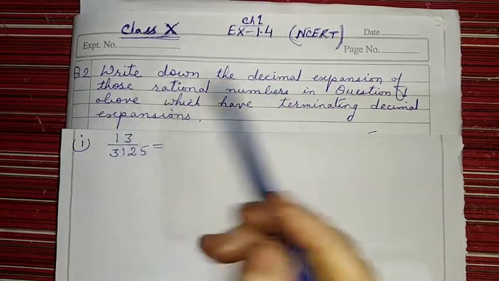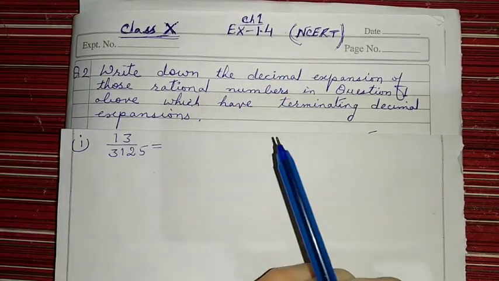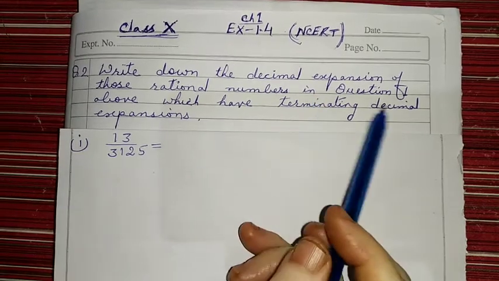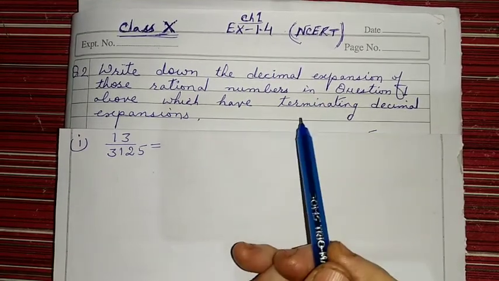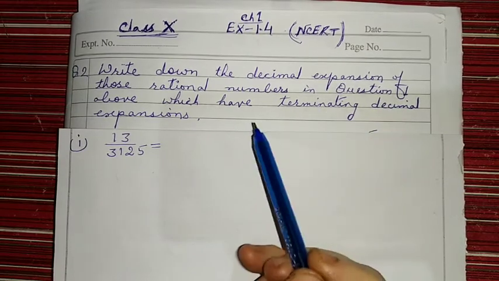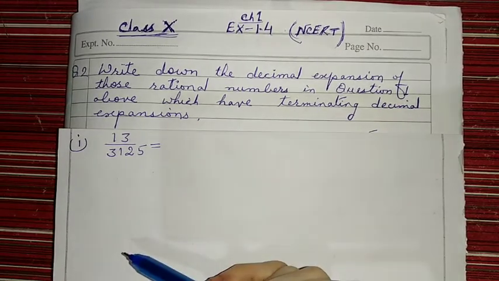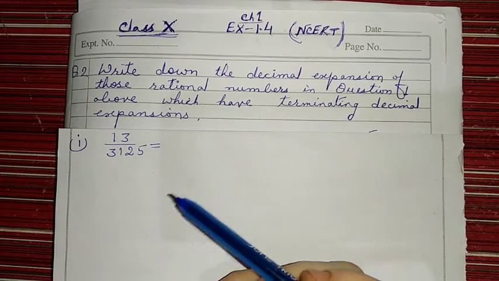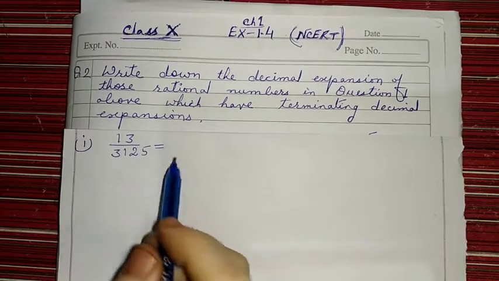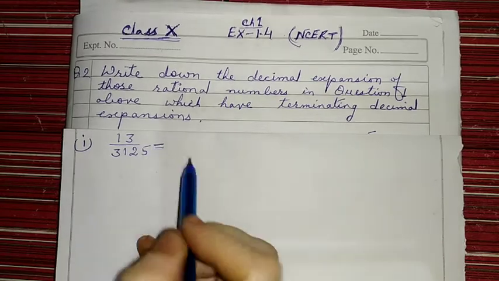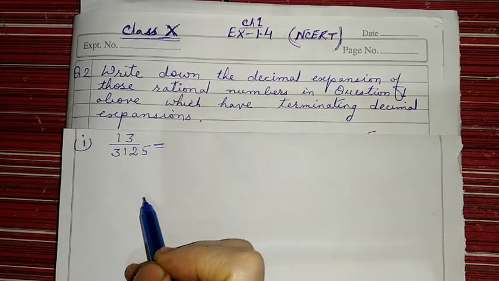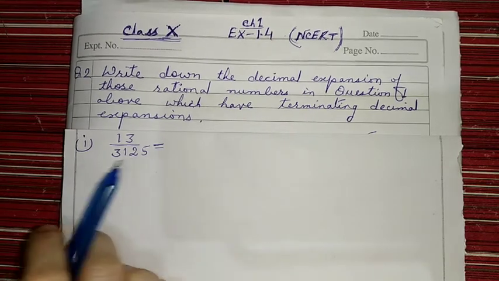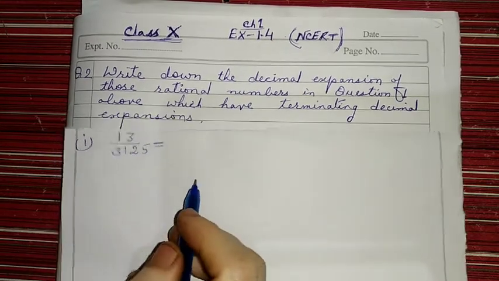Now we solve question number 2 of exercise 1.4, chapter 1, class 10. The question is: write down the decimal expansion of those rational numbers in question 1 above which have terminating expansion. We have to write the decimal expansion of those rational numbers that are terminating decimals. In question number 1 we have already explained which one is terminating and which one is non-terminating.